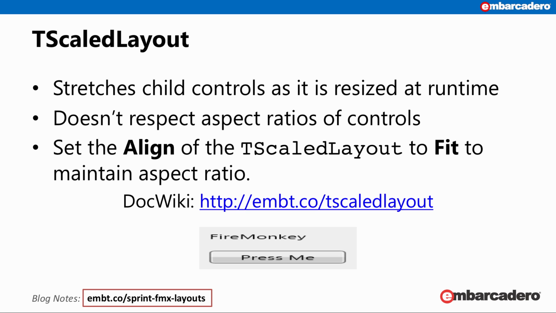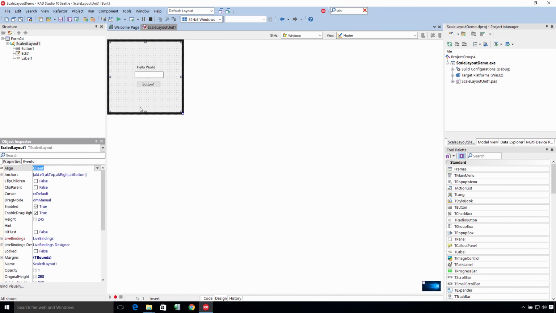So it's important that when using these layouts, you get a real good understanding of them so that you can use them in the way you expected. Because when I first wanted to use scaled layout, I wanted to maintain aspect ratio and it didn't. But by setting align to fit, it does maintain aspect ratio. So now we've got down a scaled layout. At design time, it doesn't do anything interesting. It behaves like a regular layout.